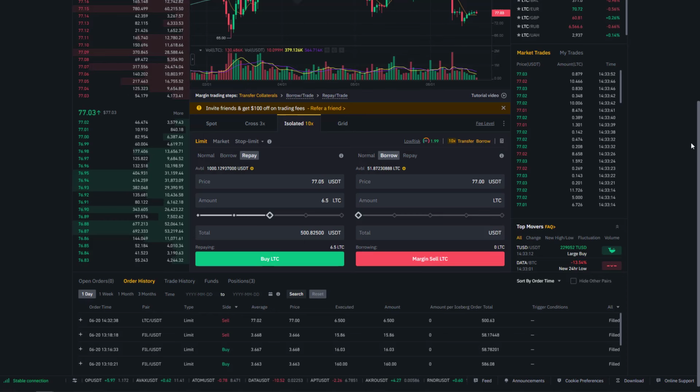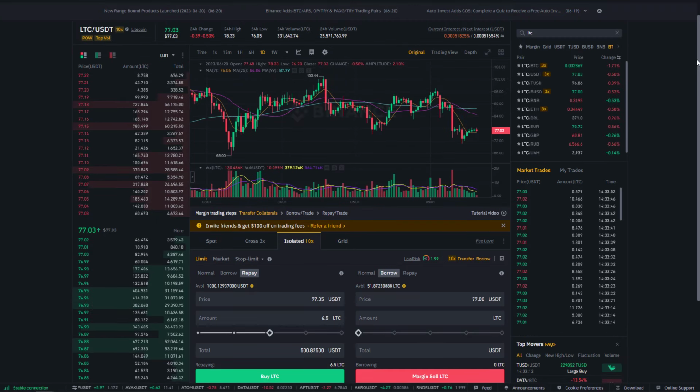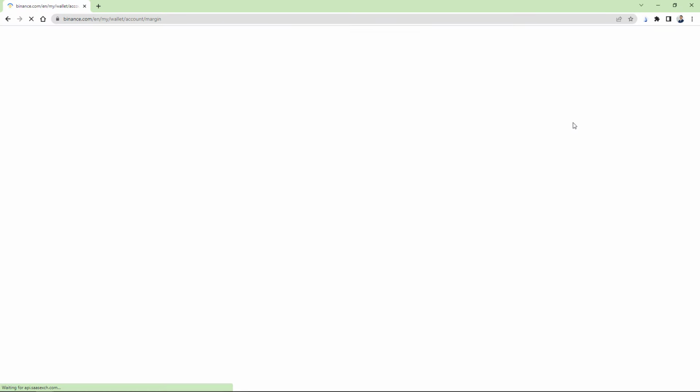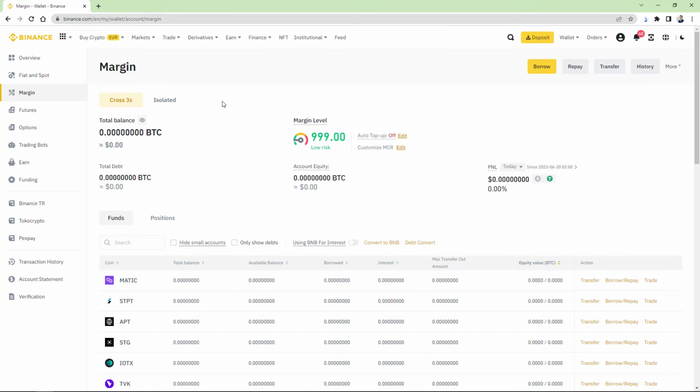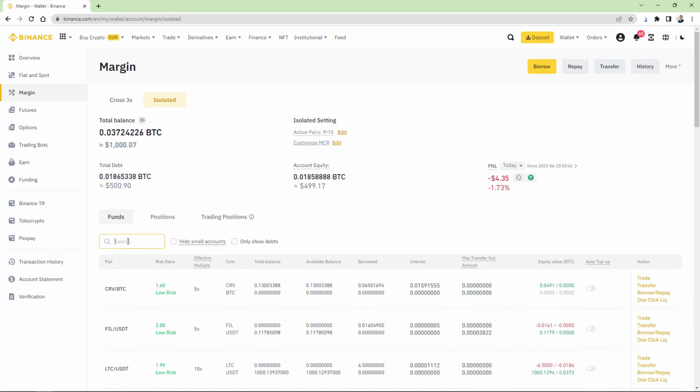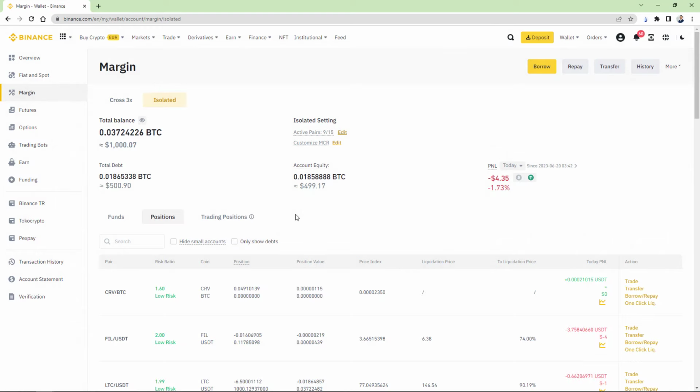Oh, before I do that, let's take a look at your profit and loss on this margin position. So under your wallet, if you select margin, that takes you to the margin area. Click on isolated because that's the margin that we used. And let's find the position. Litecoin is right here. This is the position right here. We borrowed 6.5 Litecoins and sold it short. And to find what the profit and loss is on this Litecoin position here, I'm in a minus $0.66.